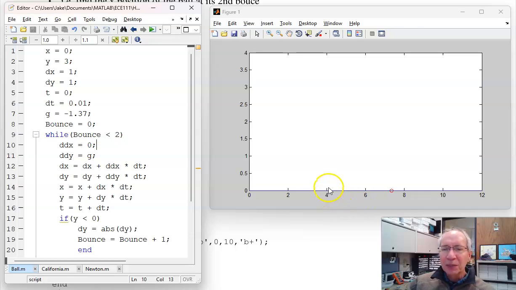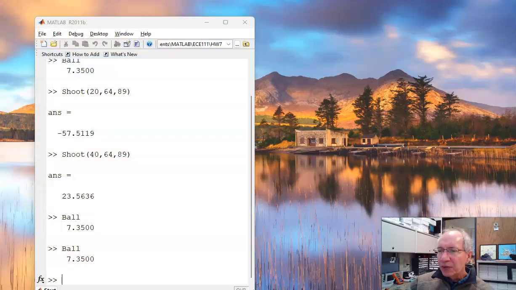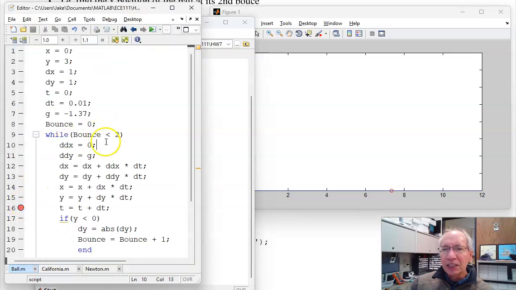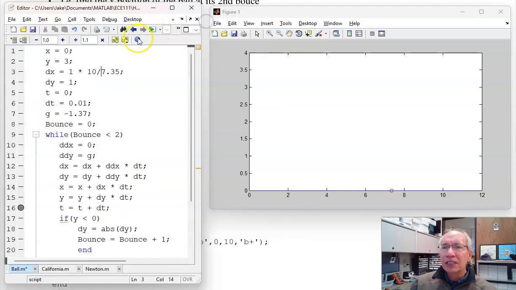Matlab's not designed for animation, but does a really good job at it. Now, if I wanted to hit at 10 meters on the second bounce, currently hits at 7.35, I can just scale it. So here's the initial velocity in x. I want it to hit at 10 meters. It's currently hitting at 7.35. This should be linear in velocity in the x direction. Speed it up in the x direction. I should hit 10 now.